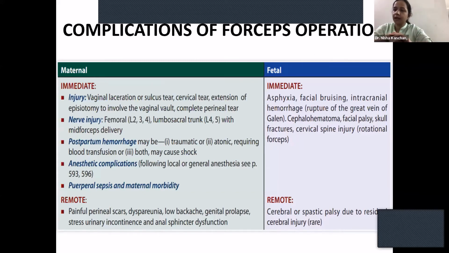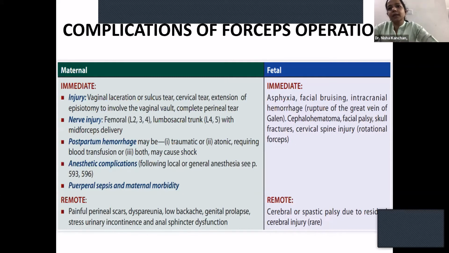Genital prolapse, again undilated cervix, and you put a forceps. So again, a strain on the uterosacral and cardinal ligaments. So there might be tears on those ligaments causing prolapse. Stress incontinence on a full bladder. When you try to apply forceps, there might be stress urinary incontinence, and anal sphincter incontinence because of third degree perineal tear.